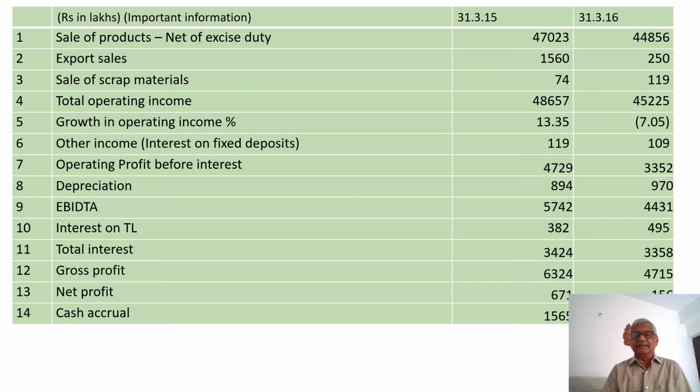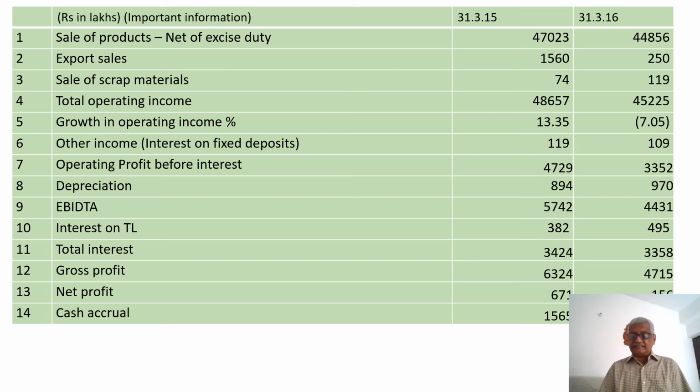Now, what is the information that we can come out with from this P&L account analysis? One, we know the sale of products, income from sale of the products. We can find out the export sales. We can find the income from sale of the scrap materials, that is other operating income. We have the total operating income. Growth in operating income, we can understand 13.35% has come down to a negative of 7.05.